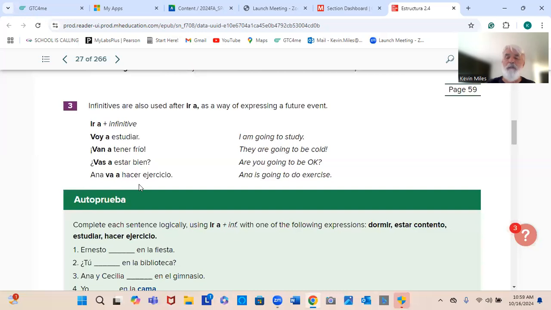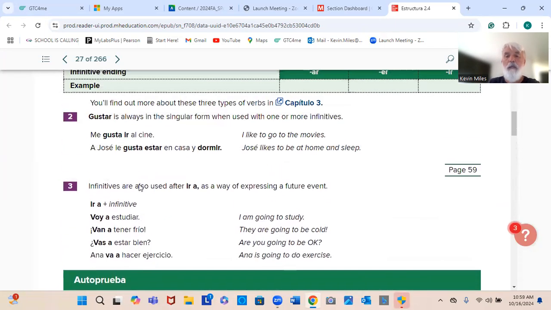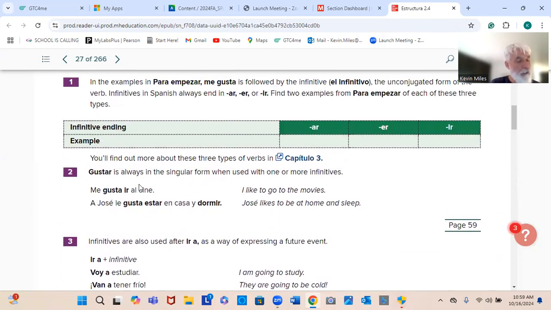Ana va a dormir. Bob is going to sleep. Bob va a dormir. We're going to sleep. Nosotros vamos a dormir. All right, so always follow ir with a, and then put in your verb infinitive, whatever activity you're going to do.